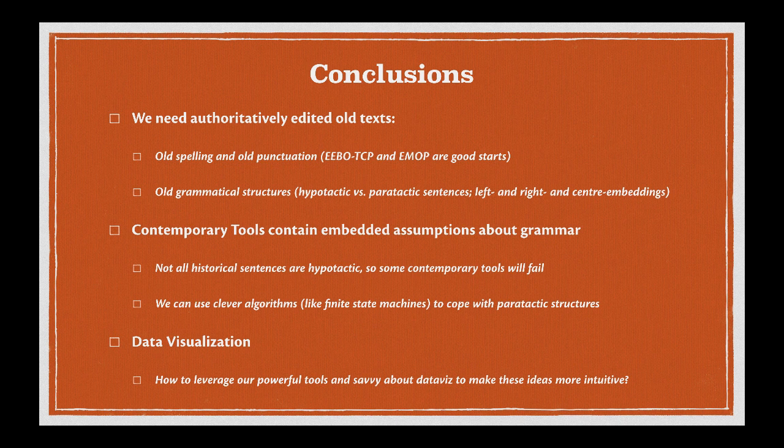Now, we do have some projects on the go, and many of you know about those: EEBO-TCP, the Early English Books Online Text Creation Partnership, and Laura Mandell's eMOP project, the Early Modern OCR Project, are really good starts, because we'll get old spelling, we'll get old punctuation. But we have to retain all of those old grammatical structures too. And one of those things is actually punctuation. Punctuation was not used in the 17th century or the early modern period like we do. And in fact, all of those things that we would call a run-on sentence, they were completely happy about.